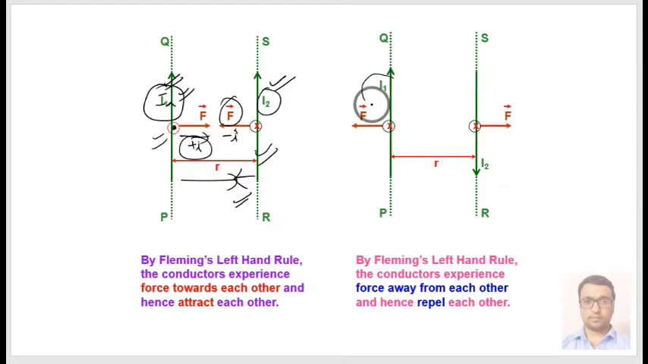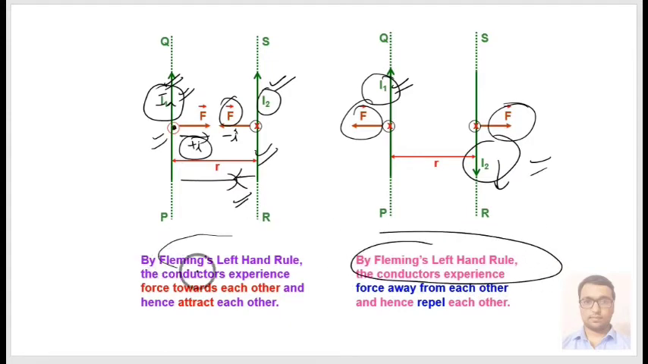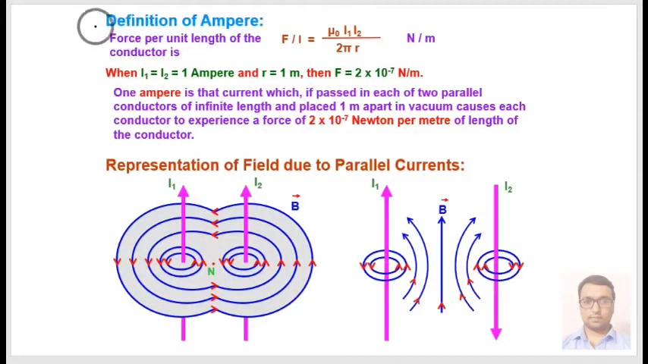However, if the first wire is carrying current in the forward direction but the second wire in the reverse direction, in that case both wires will repel each other. This can also be concluded by Fleming's left hand rule. Now we have the next topic, that is the definition of ampere.